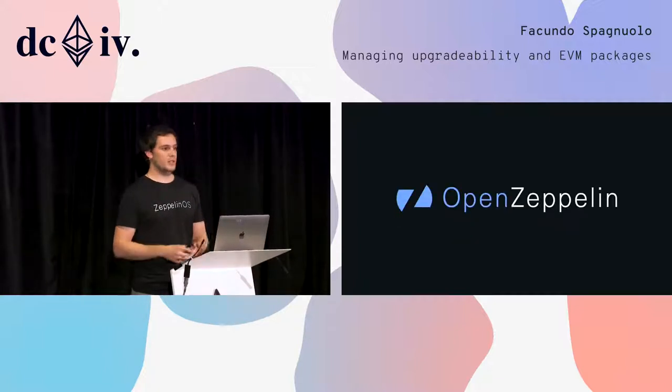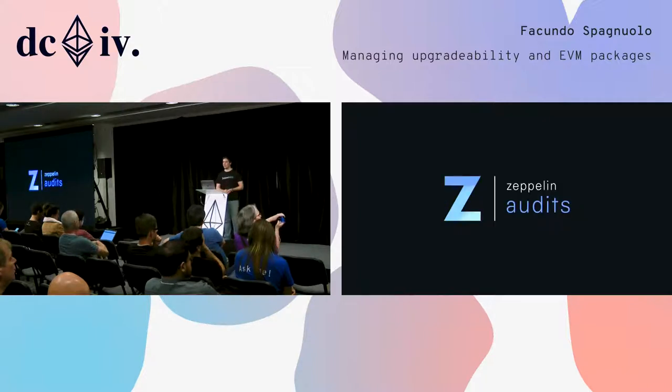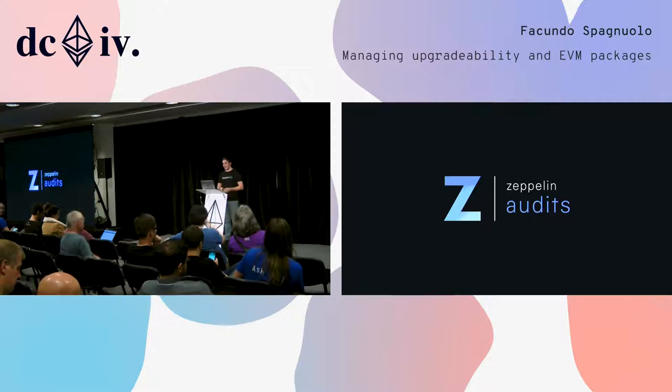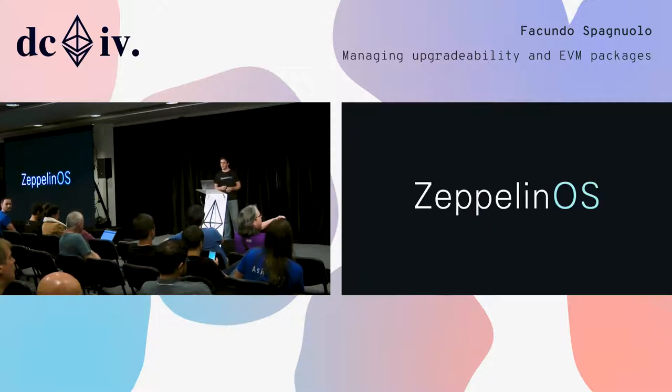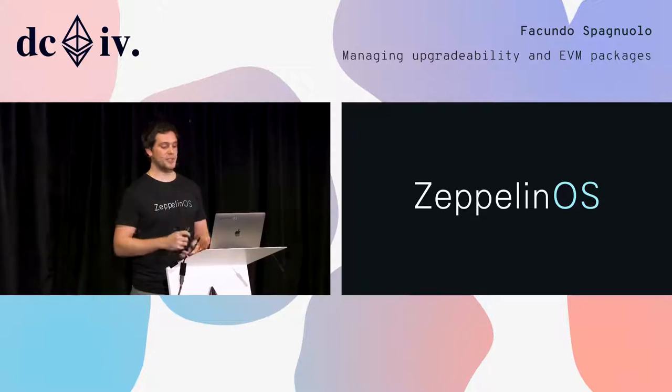Maybe some of you may know us because of Open Zeppelin. Open Zeppelin is a community-driven open source framework of reusable modules of smart contracts that you can install and start using directly in your own projects. We also do security audits. A few weeks ago, we finished the audit for the Solidity compiler. We received a grant from the Ethereum Foundation. It was really great. And, well, as I said before, we're here today to talk a little bit about Zeppelin OS. Zeppelin OS is an open source platform to help you build, develop, and manage smart contract systems.